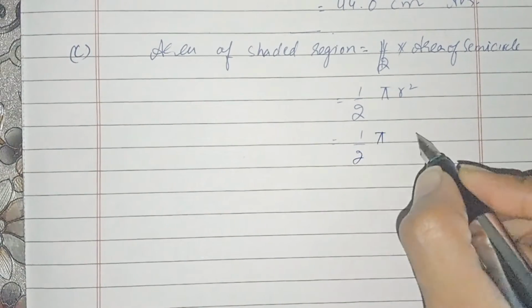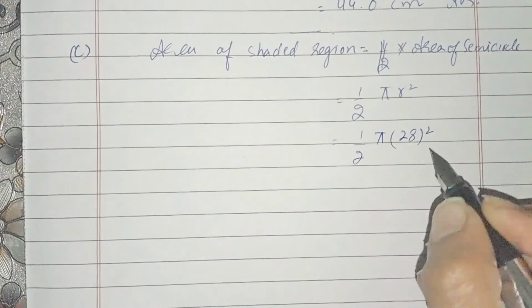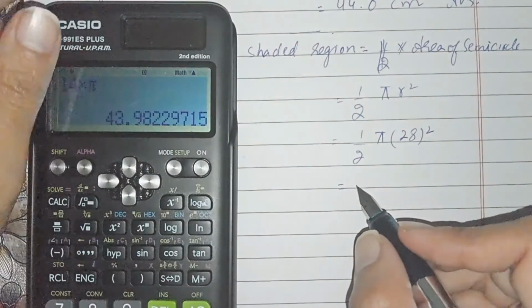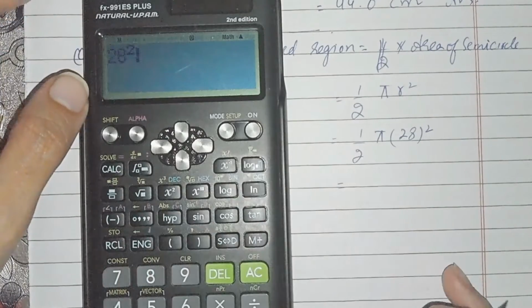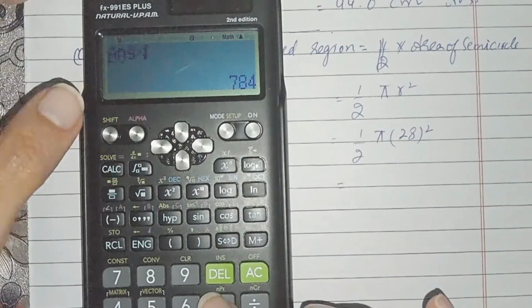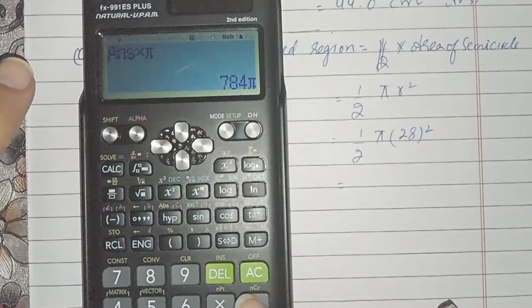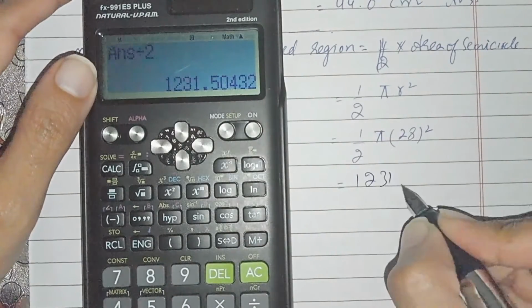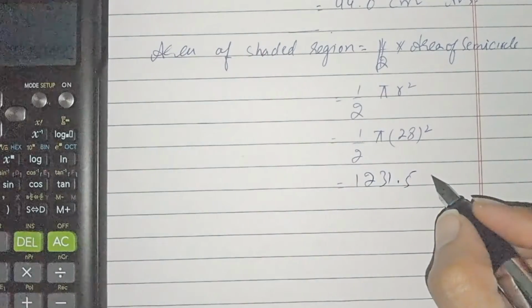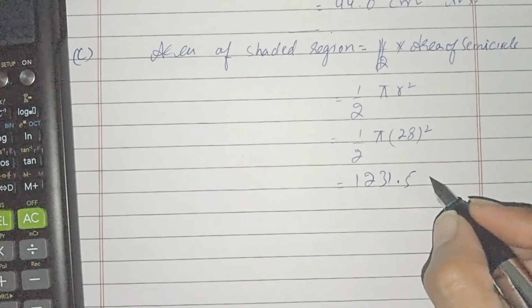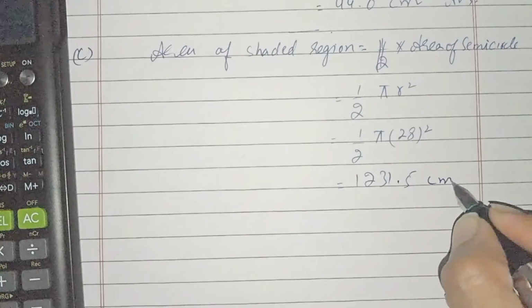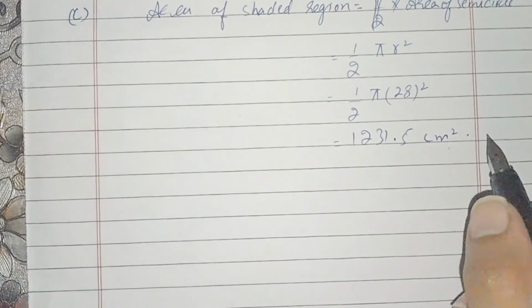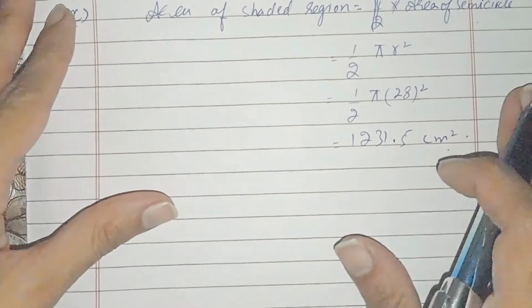And this is 1 by 2 pi r squared, which is equal to 28 squared. By solving it, we multiply 28 squared by pi and divide by 2, and we get 1231.5, and this is in centimeters squared. And this is the area of the shaded region, which is equal to the area of a semicircle.